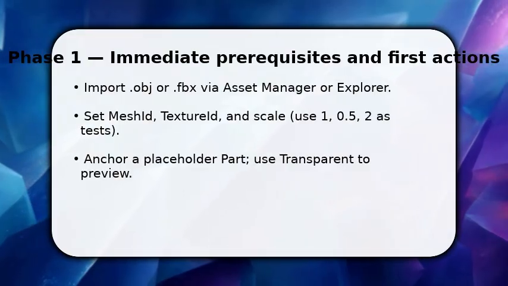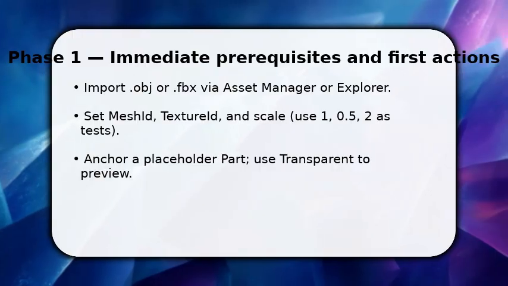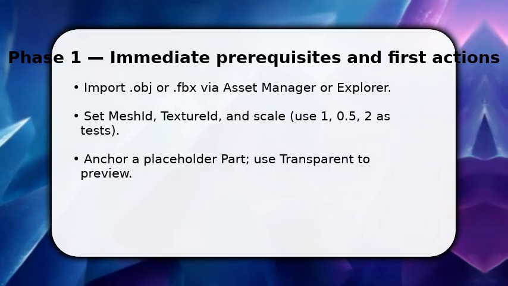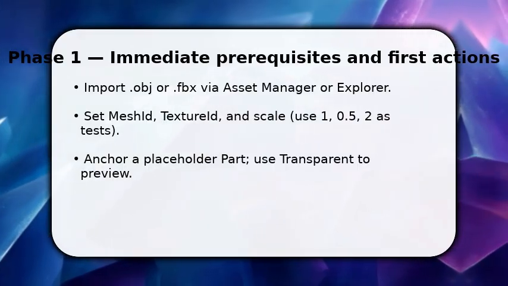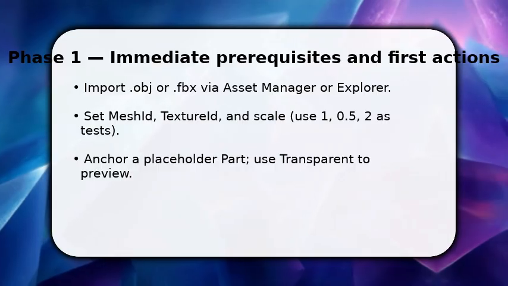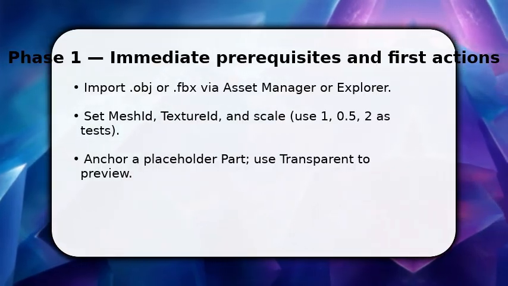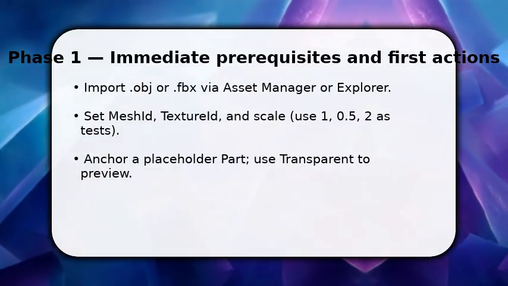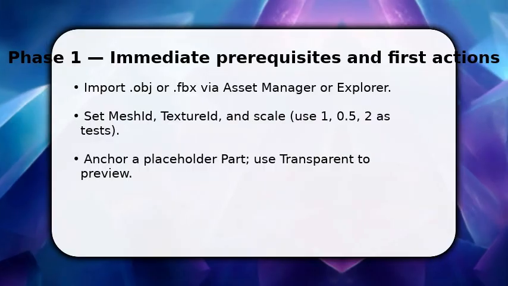You start by importing the special mesh file into Roblox Studio because without the asset you can't proceed. Once imported, assign the mesh ID and any texture ID, make quick scale tests like 1, 0.5, 2 to judge fit. Place a part in the workspace, insert a special mesh child, then set mesh type to file mesh and paste the mesh ID.